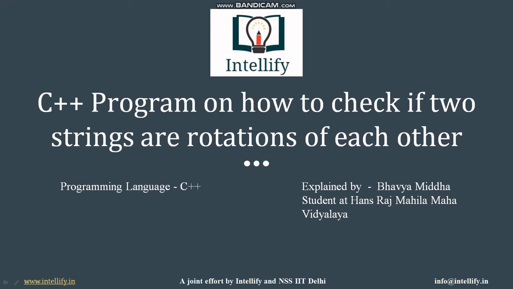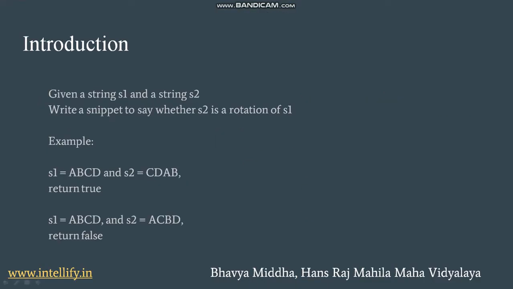I am Bhavya. In this video, we are going to discuss a C++ program on how to check if two strings are rotations of each other. We are given two strings S1 and S2. We write a snippet to say whether S2 is a rotation of S1. For example, S1 is ABCD and S2 is CDAB. Here we get the answer as true. That is, S1 is a rotation of S2 or S2 is a rotation of S1.